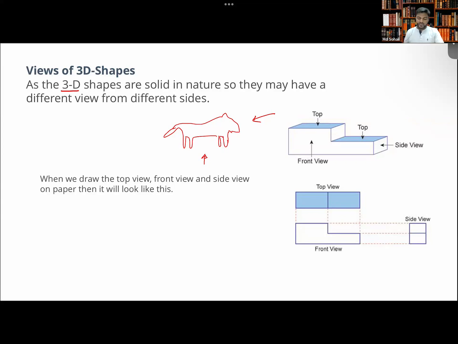For example, you have this staircase here. What is the front view of this staircase going to be? This is the front view. If you were standing on top of it, the surface on which you are standing is going to be its top view. And if you are standing on its side, this is going to be the side view, right?